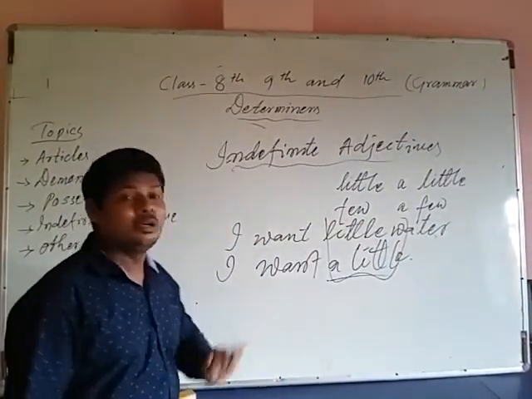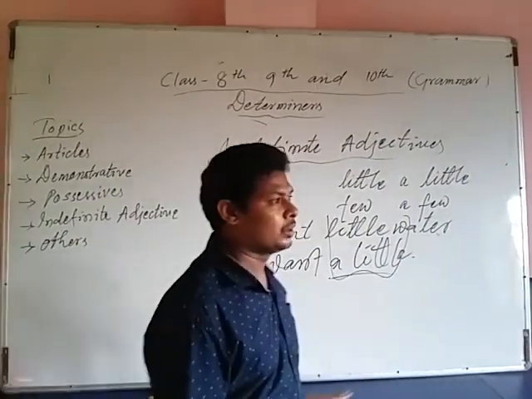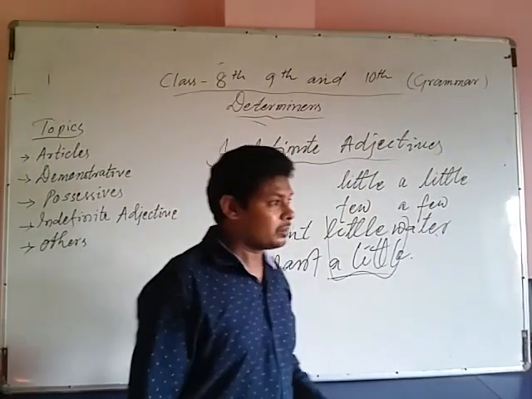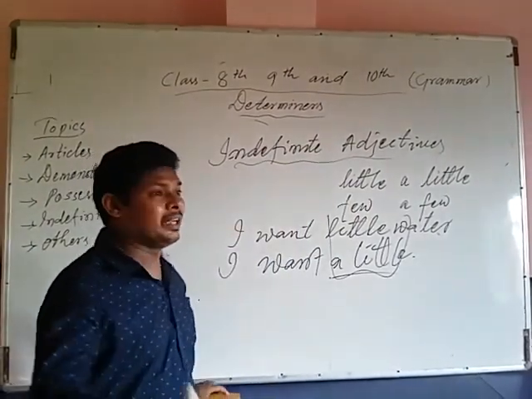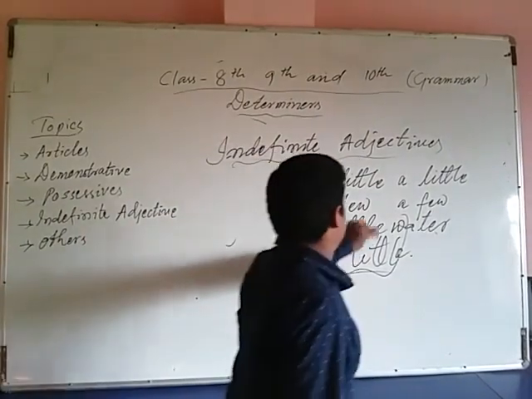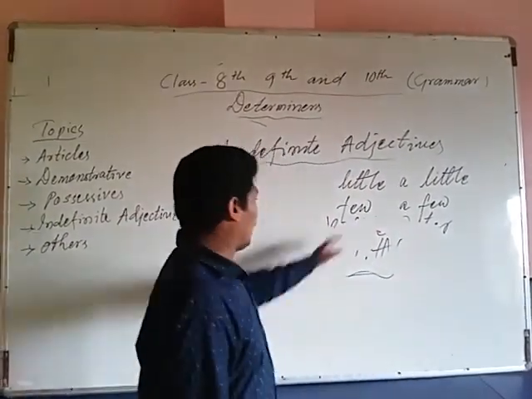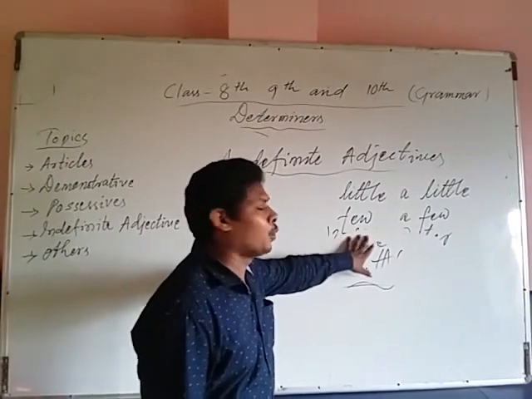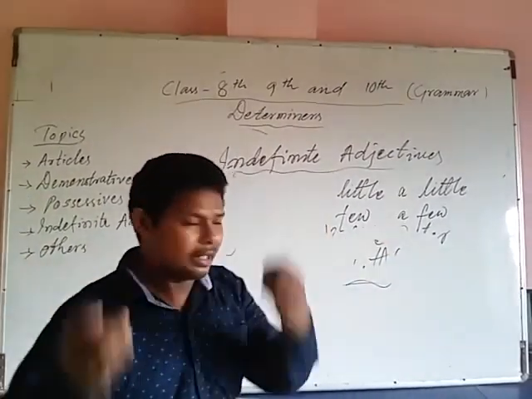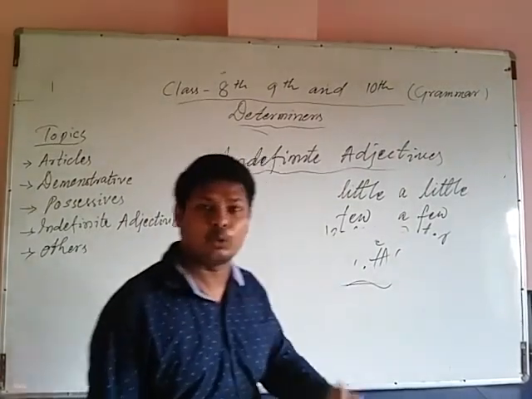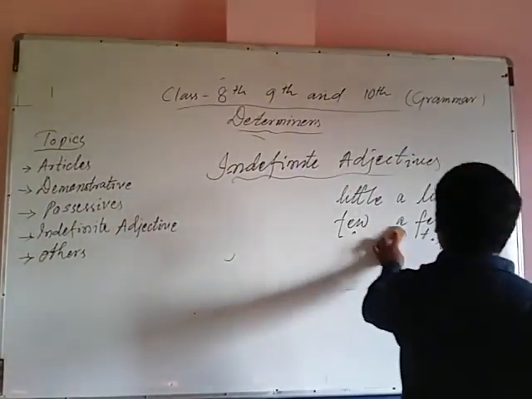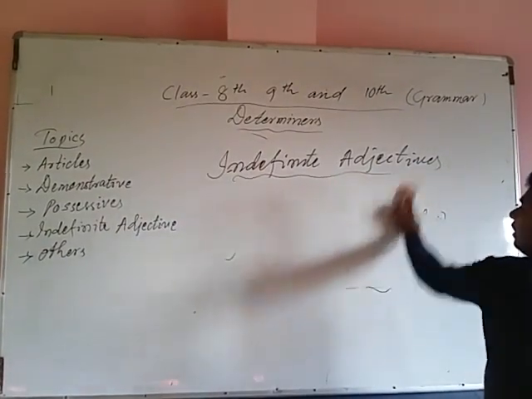I have a few mangoes. I have few mangoes. I haven't a few mangoes. That means I haven't eaten even a few mangoes. इतना कहने पर यह पता चलता है कि आपके पास थोड़ा आम है, आपके पास थोड़ा भी नहीं है. वो जो नहीं है वो तो कोई मैटर नहीं है, वो थोड़ा भी नहीं है. इस प्रकार ये फ्यू और अ फ्यू का इस्तेमाल किया जाता है.